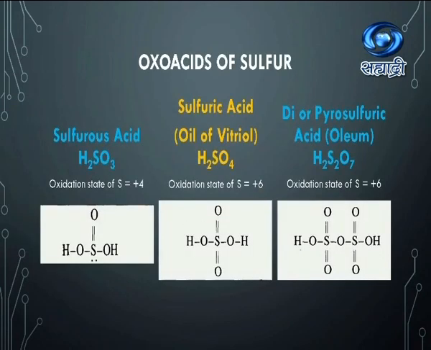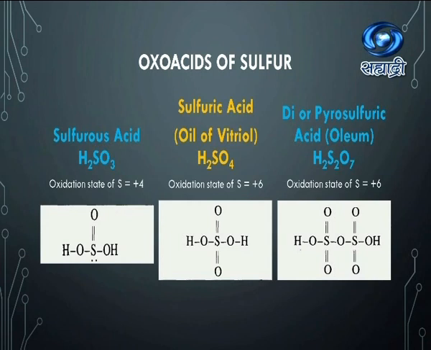So here are some of the oxoacids of sulfur. The first is sulfurous acid. Formula is H2SO3. Oxidation state of sulfur is +4. So here is the structure of sulfurous acid. Sulfur is bonded with two hydroxyl groups and doubly bonded with oxygen.